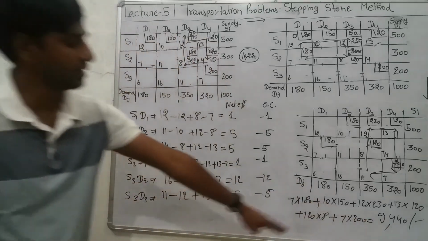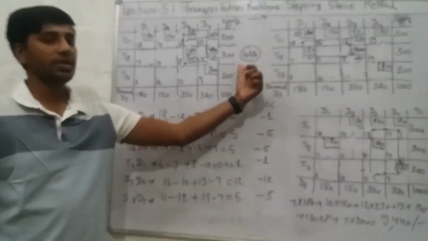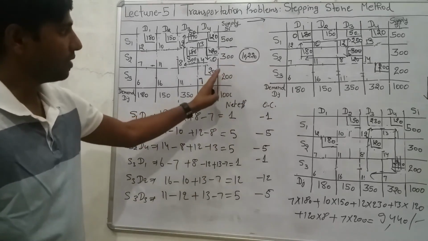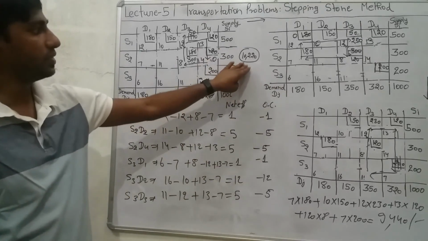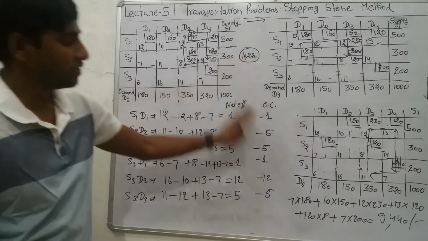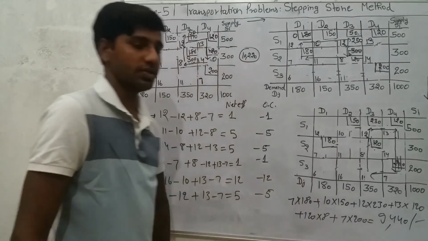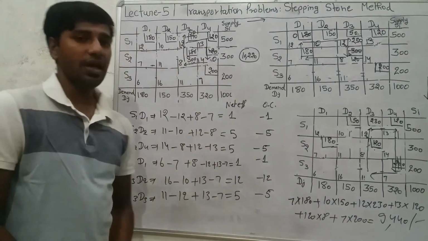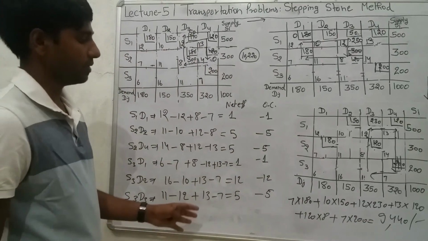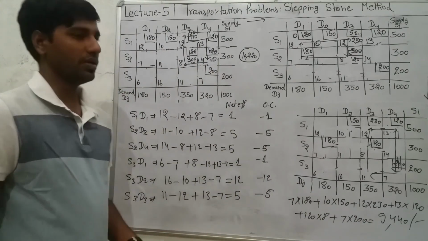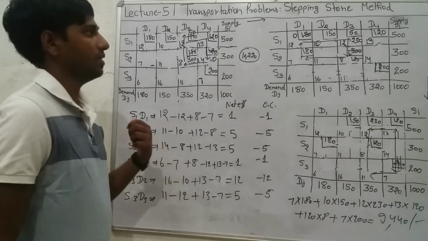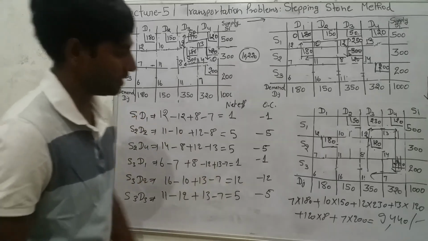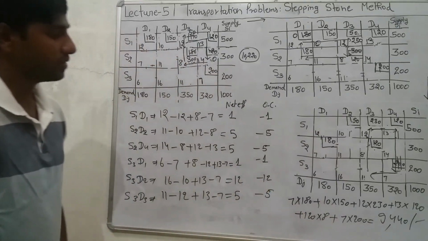So you can compare this cost with the cost of the initial feasible solution, that was 10,220. So we have improved the total cost from 10,220 to 9,440. So in this way you can see that the stepping stone method is a very efficient one. So it always improves, or it has the capacity of improving the initial feasible solution. So in this way we can improve the initial feasible solution.